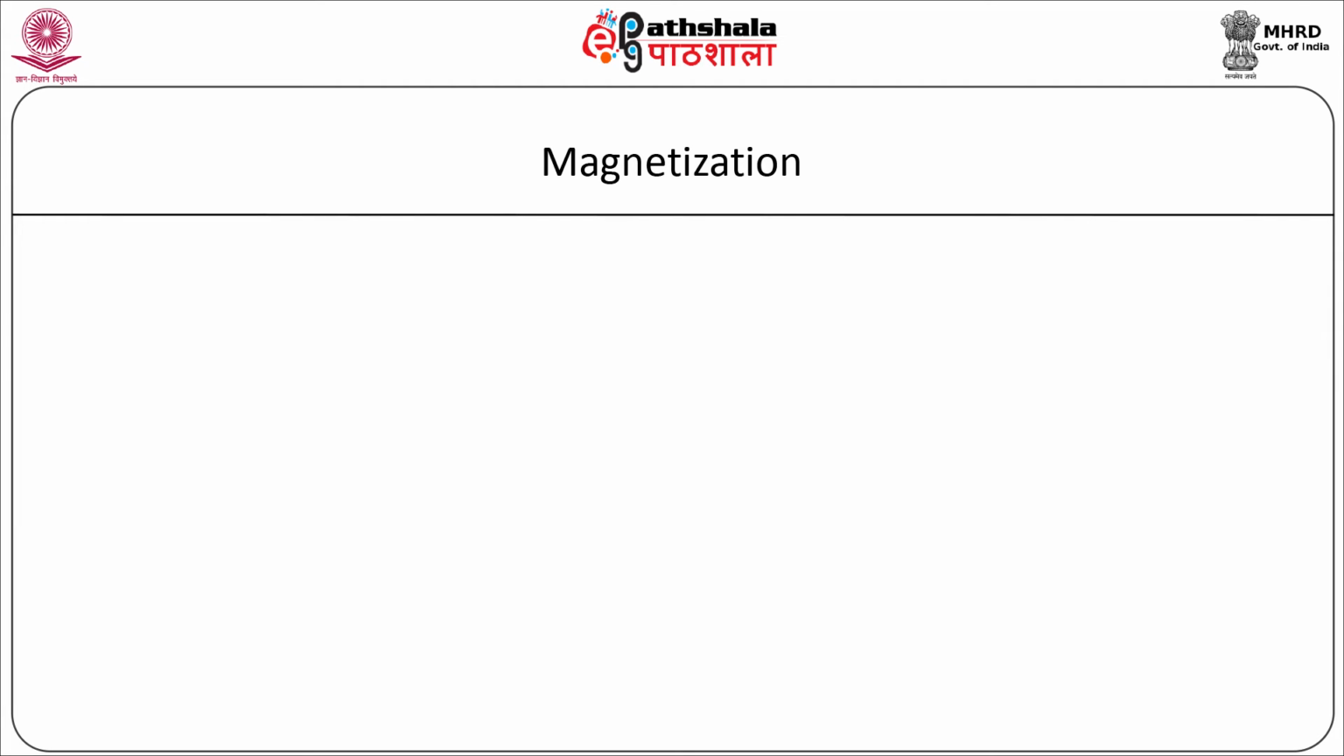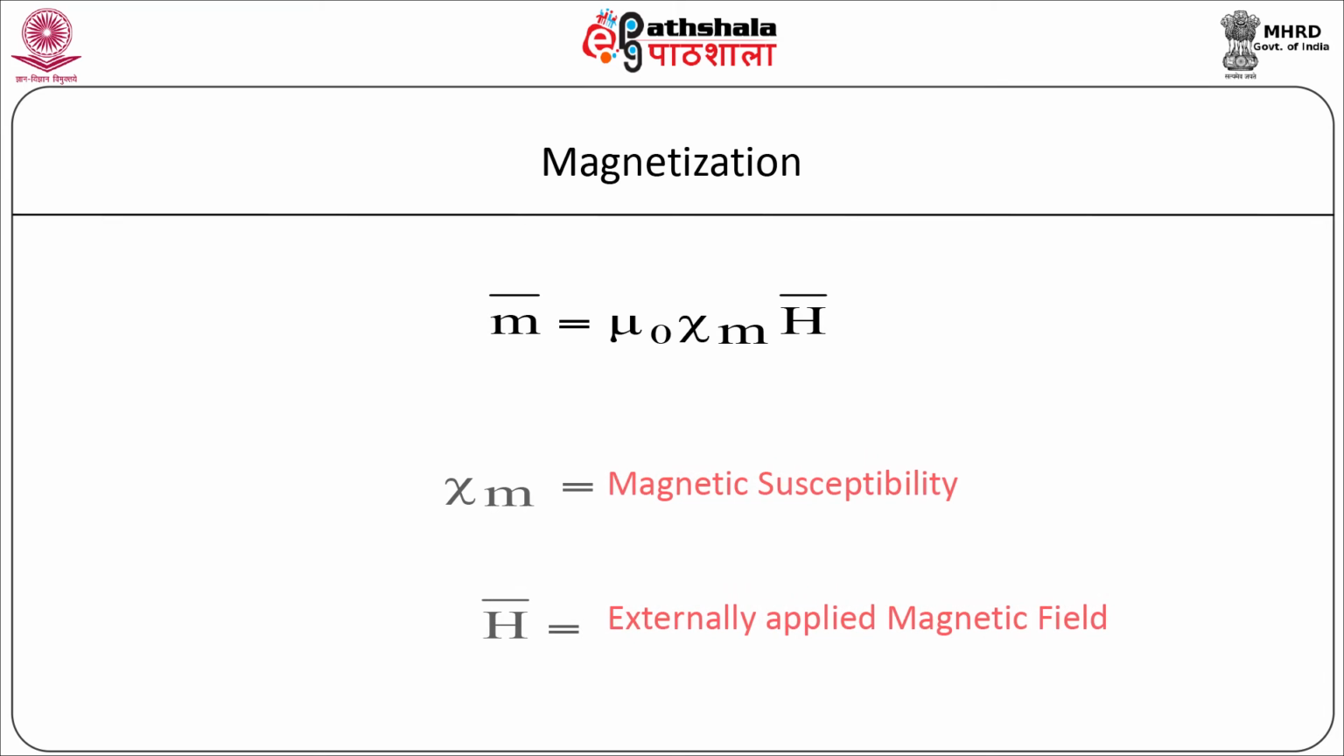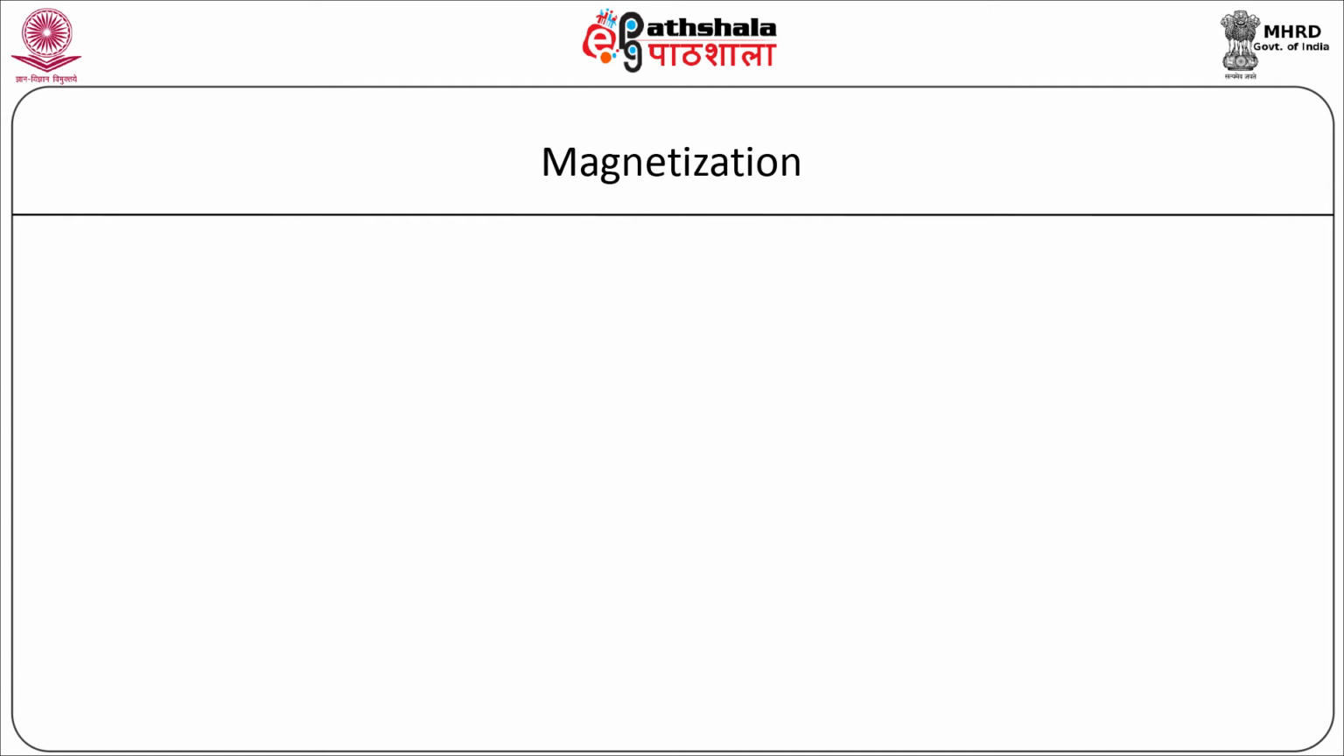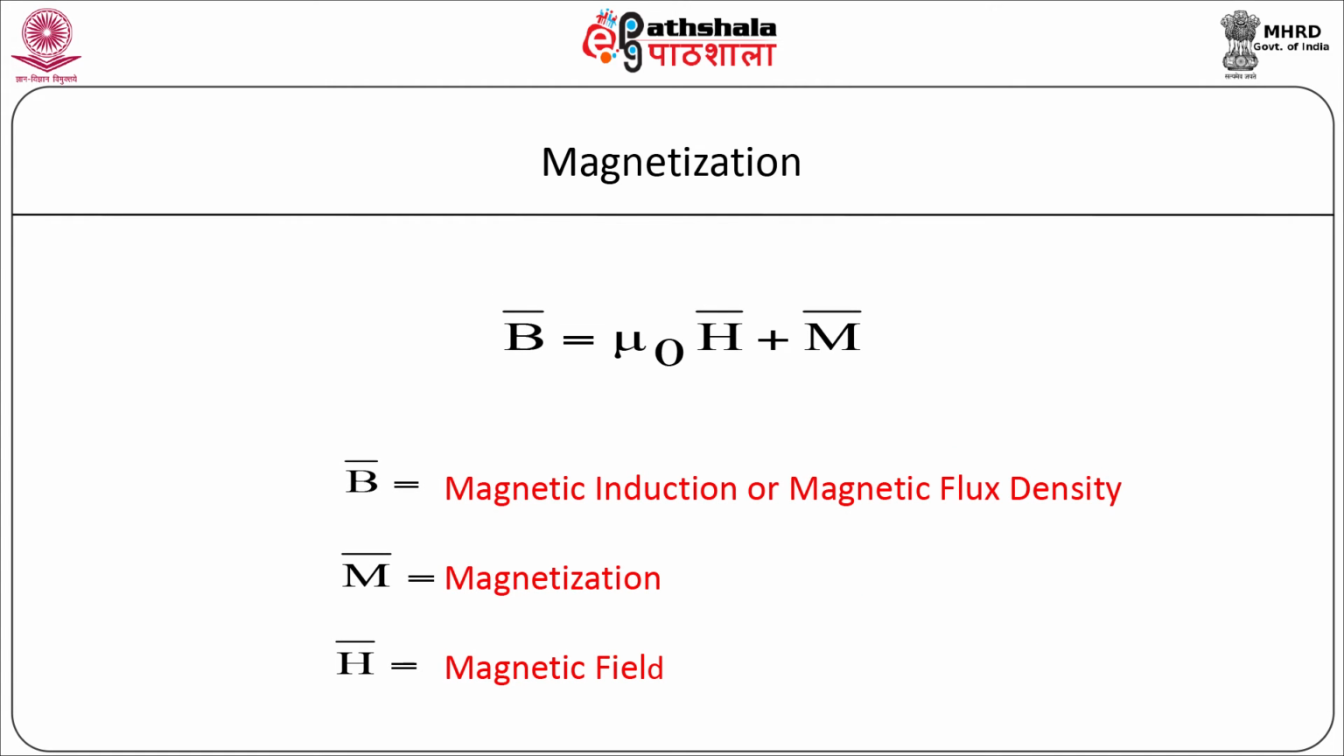Besides the applied magnetic field, the magnetization will depend upon the nature of the material. It is given by M = μ0 H χm, where χm is magnetic susceptibility of the material. SI unit of M are same as the magnetic induction B. Magnetic induction B, the applied magnetic field H and the magnetization M are related as B = μ0 H + M.